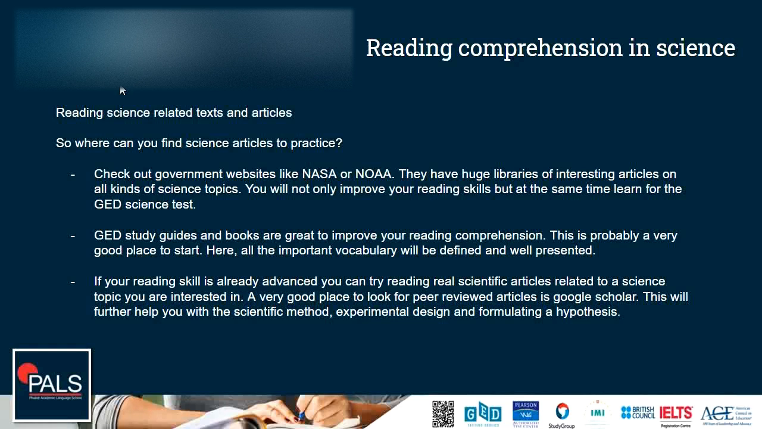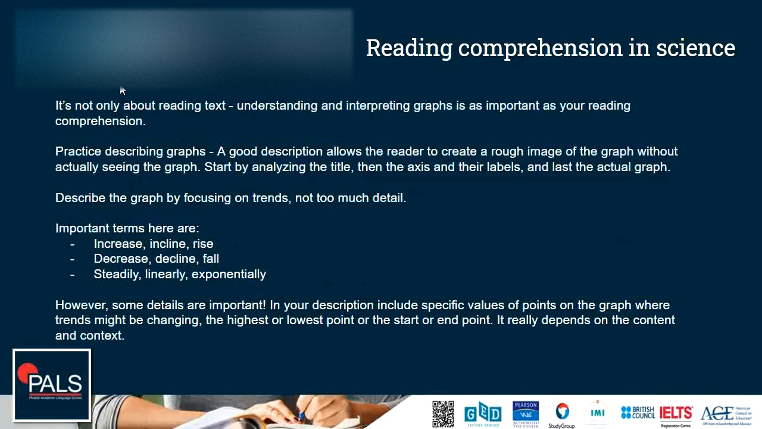Okay, besides reading comprehension, a skill that is as important in science is being able to understand and interpret graphs. So practice describing graphs. How do you describe a graph? A good description allows the reader to create a rough image of the graph without actually seeing the graph. So a good description is usually 3, 4, 5 sentences that allow the reader to create an image of the graph in his mind.